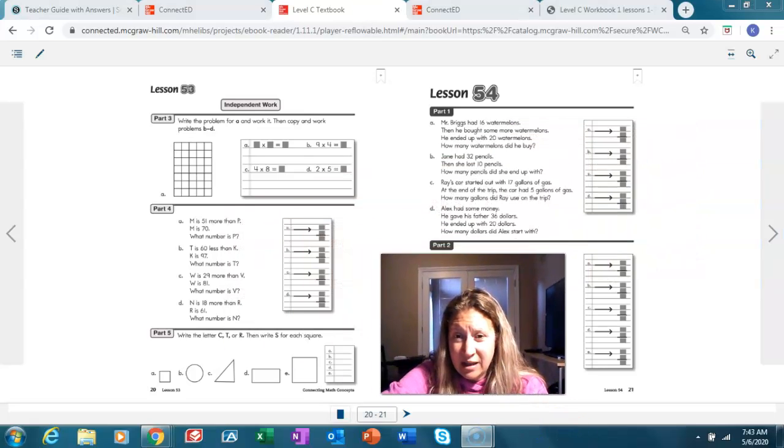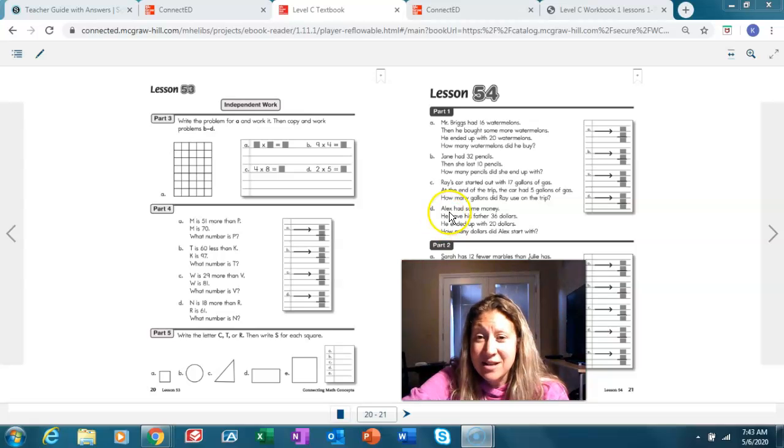We have one more word problem that we're going to do here. Okay, and we'll read it. Alex had some money. He gave his father $36. He ended up with $20. How many dollars did Alex start with?